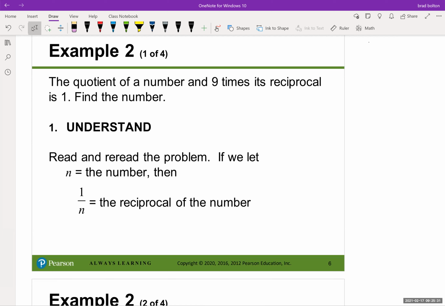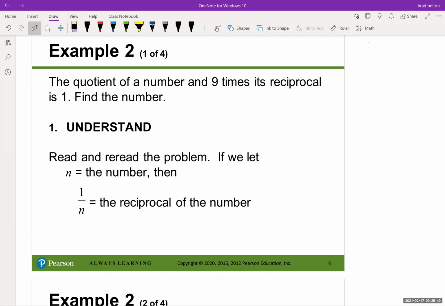Now let's switch to words. So instead of just a straightforward variable problem, we're going to now switch to a word problem, and we're going to try to translate it. So it says: the quotient of a number and 9 times its reciprocal is 1. Find the number. So we have to think about this.